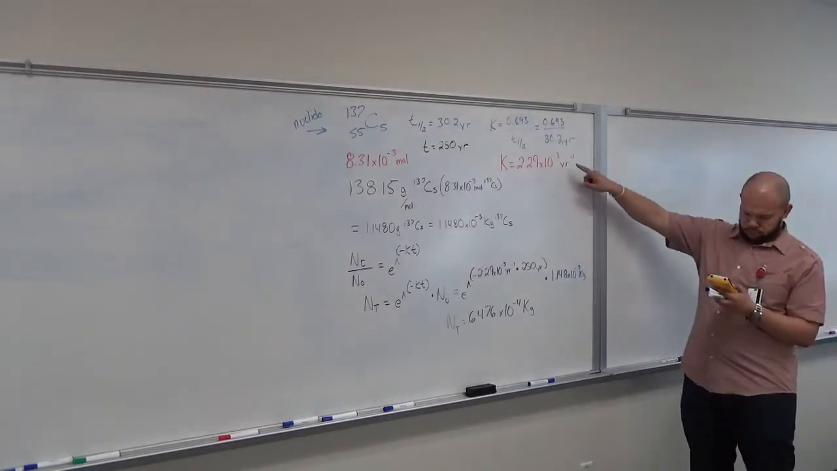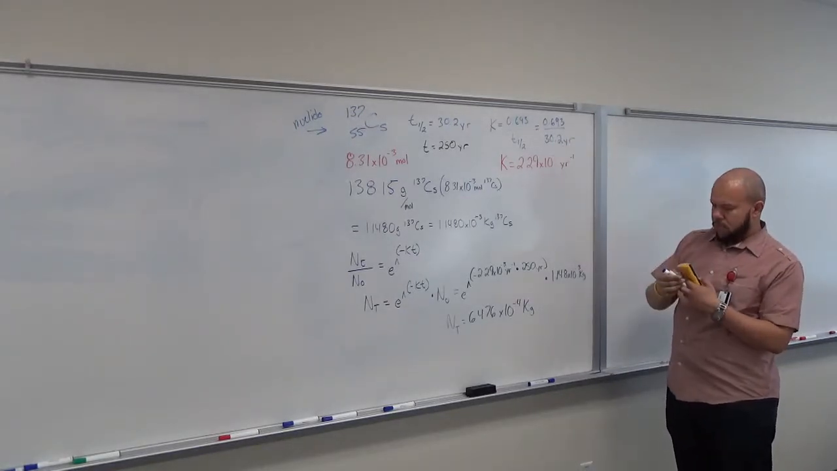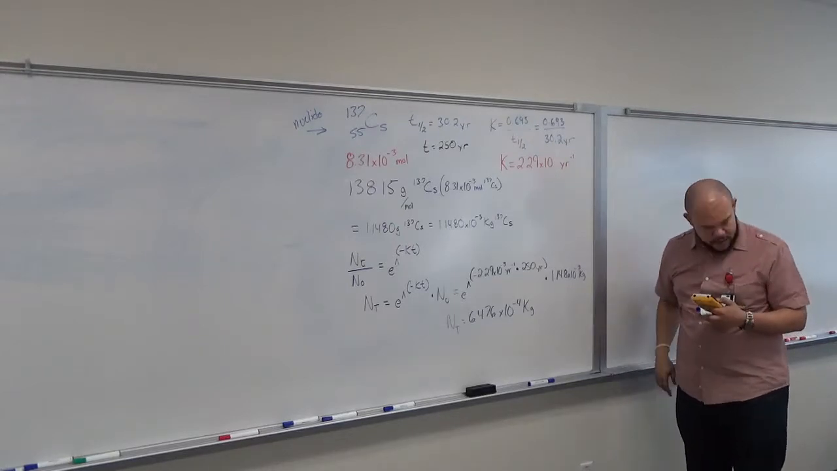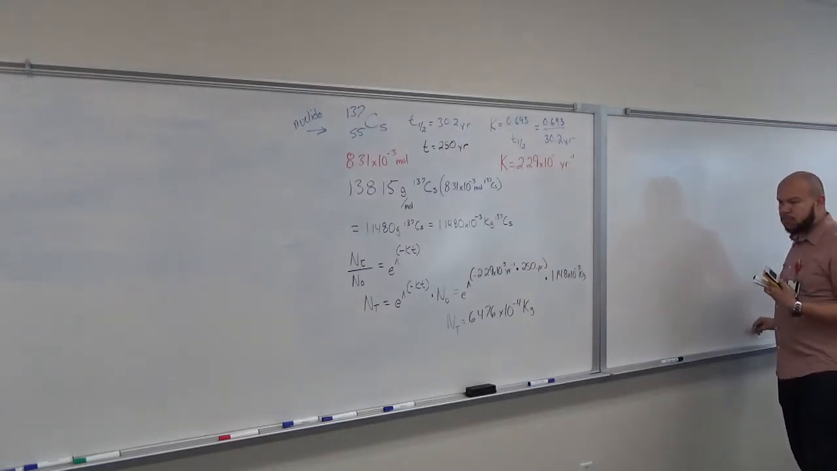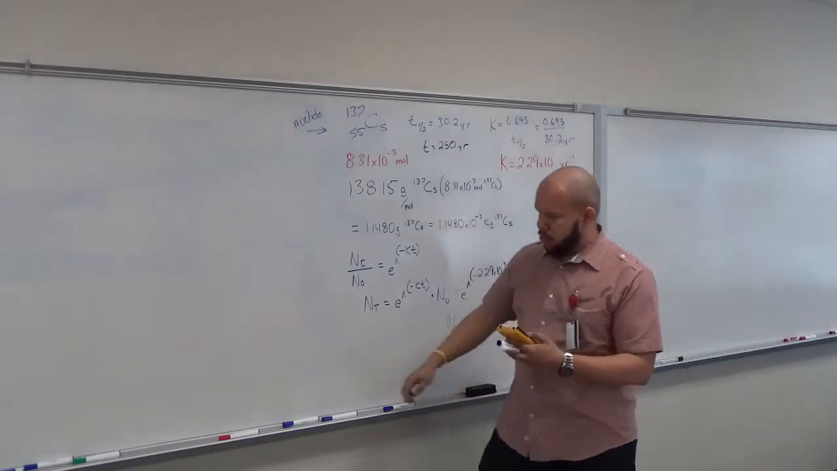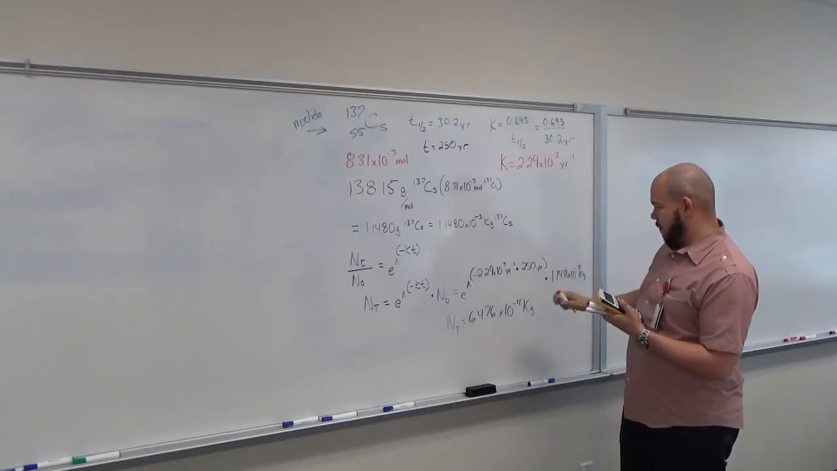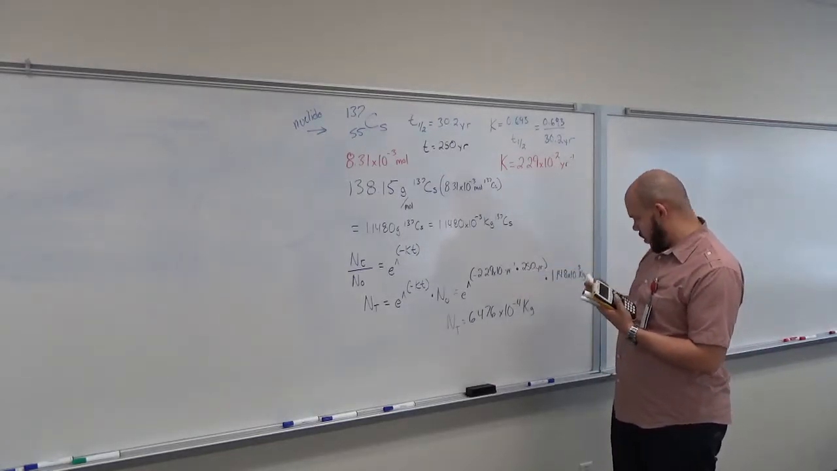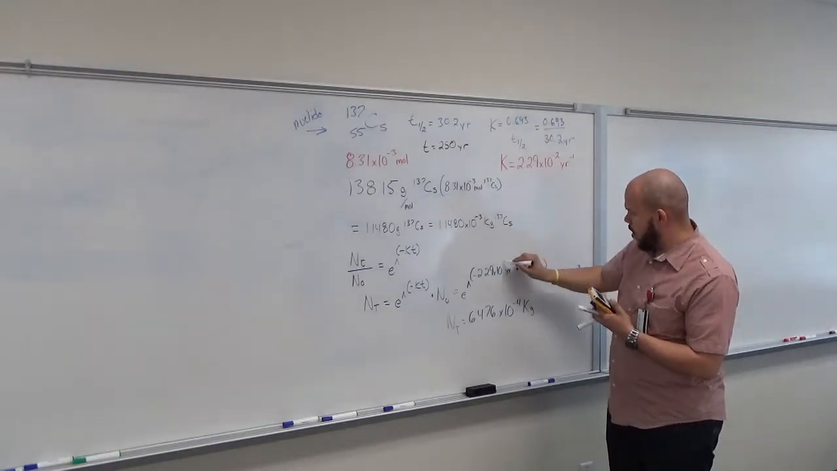Did I write this number wrong? Sorry, I don't know why that number is wrong. It should be 10 to the negative 2, not 3. This should be 10 to the negative 2. Therefore, this number should be 10 to the negative 2. Sorry. Don't know why I missed that.